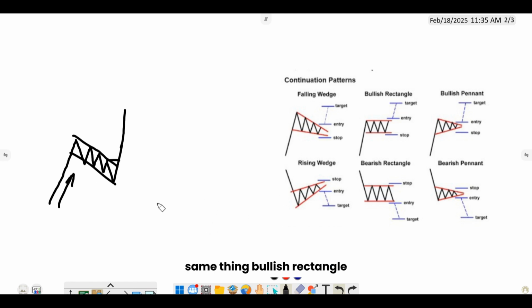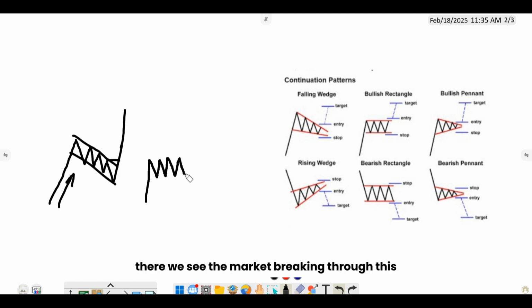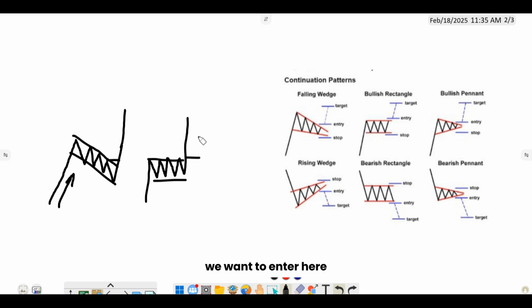Same thing with the bullish rectangle: we want to see the market go high, forming a kind of rectangle within a support and resistance level. Then we see the market breaking through this resistance level. We want to enter here and take profits at a significant high. But there are rules behind this.